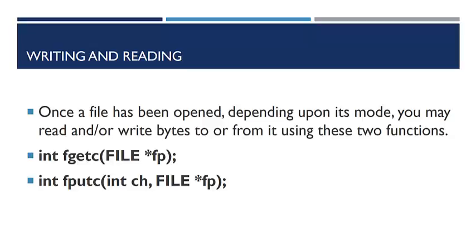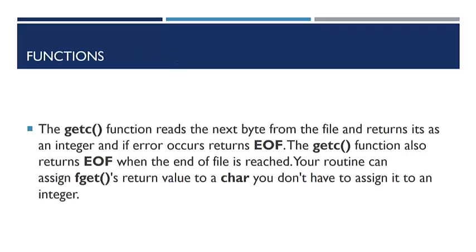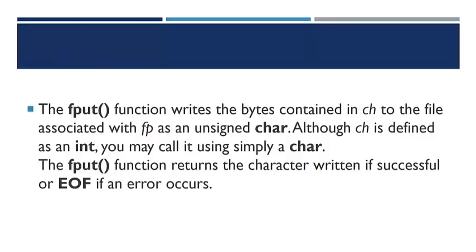But to be able to read from the stream, we need to use these functions. The fgetc function reads the next byte from the file and returns it as an integer, and if an error occurs, it returns EOF. The fgetc function, however, also returns EOF when the end of the file is reached. Your routine can assign fgetc's return value to a char. You don't have to assign it to an integer.